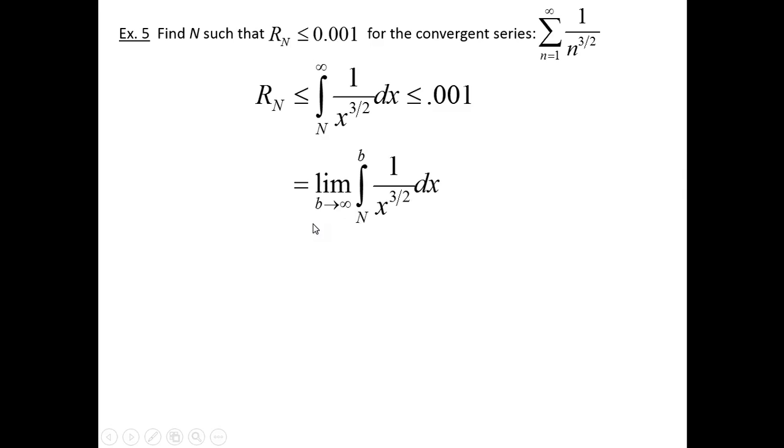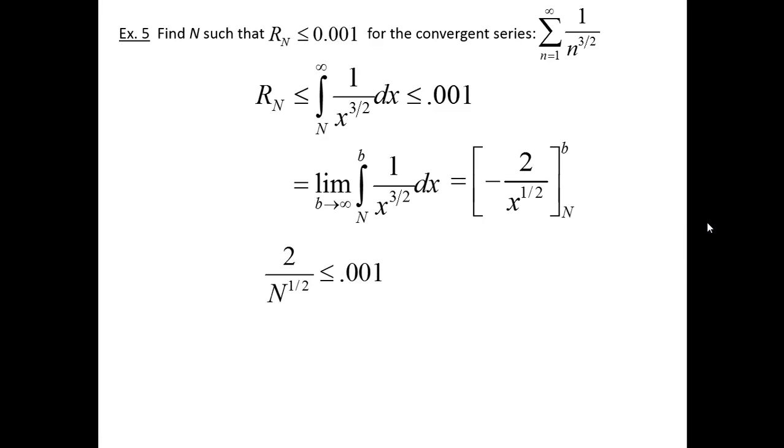And we're going to rewrite this as the limit as b goes to infinity from n to b. Using the fundamental theorem, we get this. We put in b and n. And when we took the limit as b goes to infinity, the first term zeroed out, but the second term had an n in it, and it was positive because we did minus a negative, and we get this expression. Then we want to solve this inequality. We're going to multiply and divide by the 0.001, we get this. How do we solve for n here? Square both sides, and we get this.